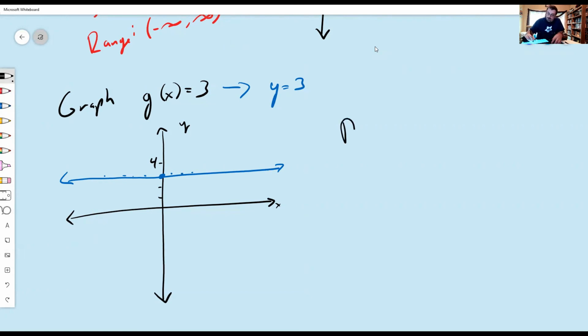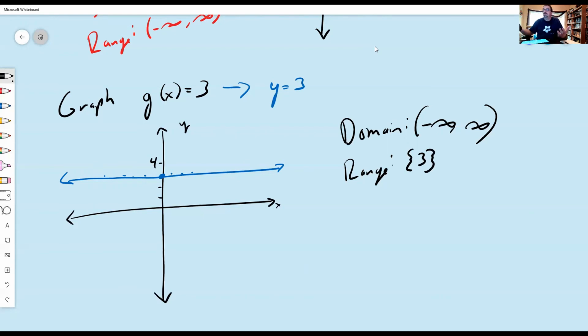What's our domain and our range? Well, domain says how far do I travel from left to right? The arrows on both ends of that line say I'm traveling to the left to minus infinity and right to plus infinity. So domain is minus infinity to plus infinity. The range, there's literally one y value. So the range is that number. So it's just going to be the set {3}.